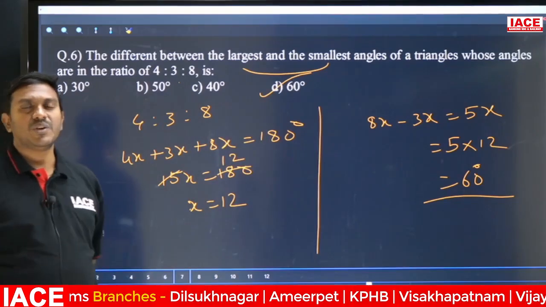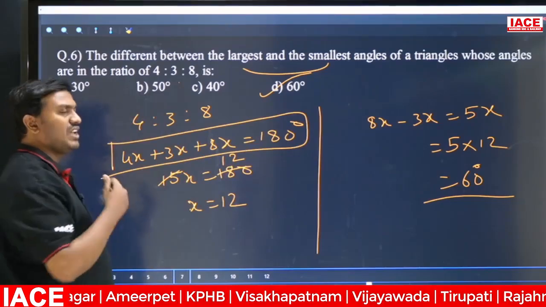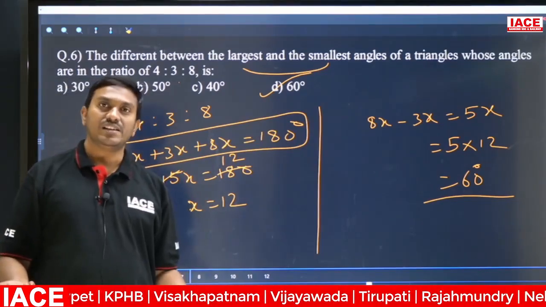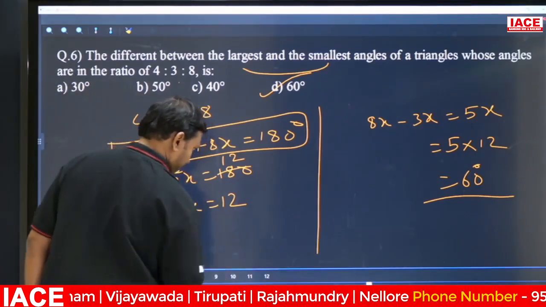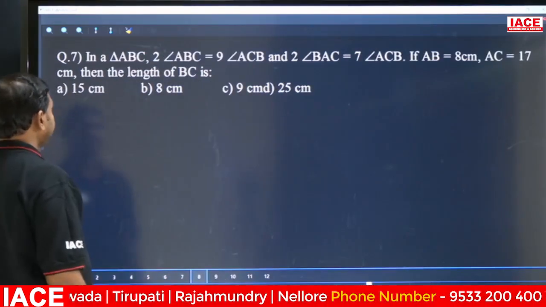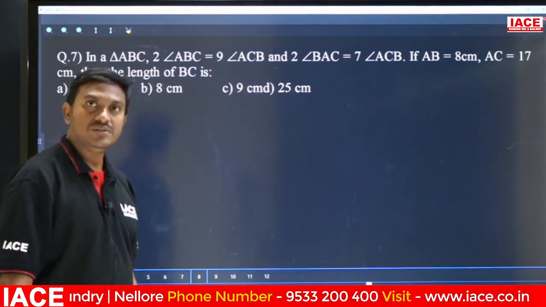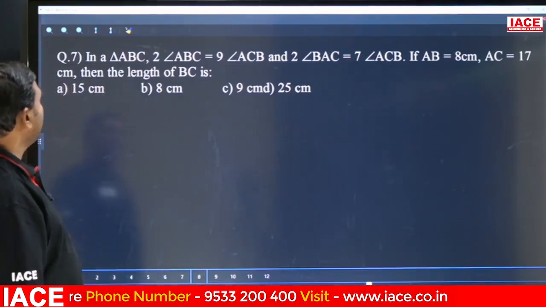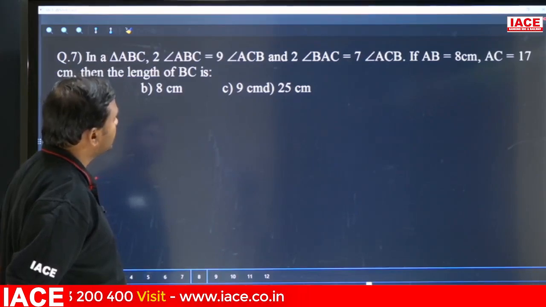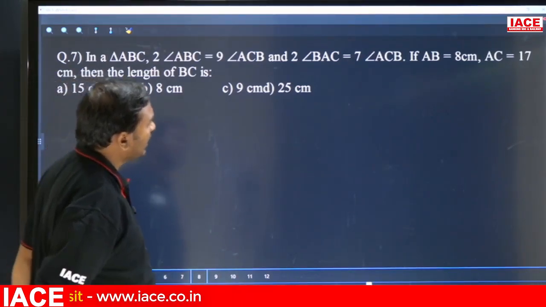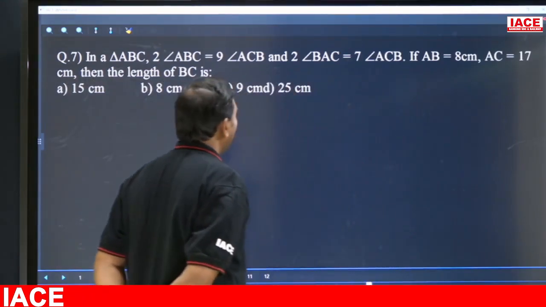Simple question. Okay, simply one point you have to know: the sum of three angles in a triangle is how much? 180 degrees. That is the only point you have to know, right? Then next one, question number 7, again algebra question, sorry, geometry question. What is given? In triangle ABC, 2 angle B equal to 9 angle C, 2 angle A equal to 7 angle C, AB equal to 8, AC equal to 17, then find the value of BC.